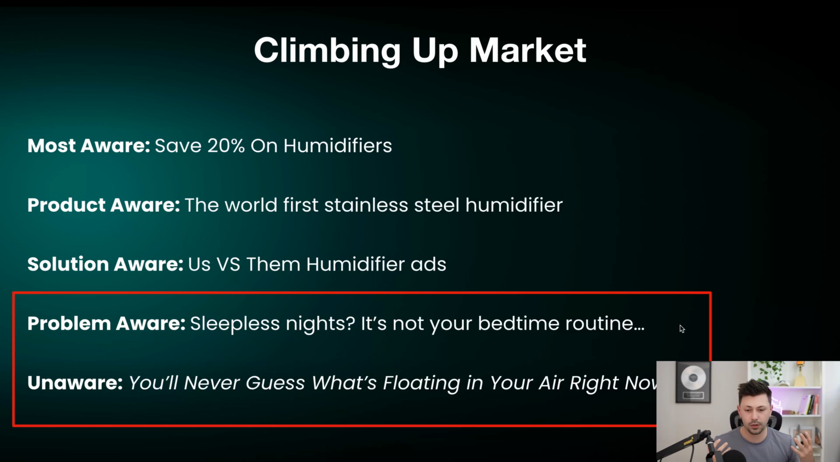And what I want to focus on here is helping you understand the different levels of awareness. We're going to focus on, for example, a brand that sells humidifiers. So most aware: save 20% on humidifiers, right? A lot of you guys are running those types of ads. And then we have product aware, which is the world's first stainless steel humidifier. Okay, great. Then we have solution aware. Maybe we do an us versus other humidifiers, right? And that's where a lot of you guys are advertising.